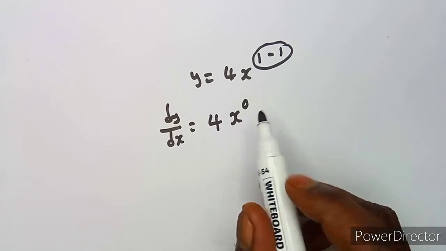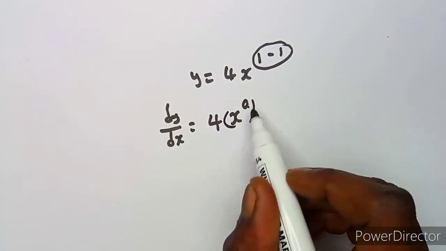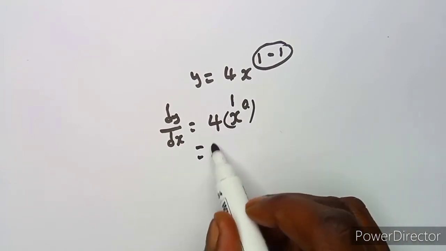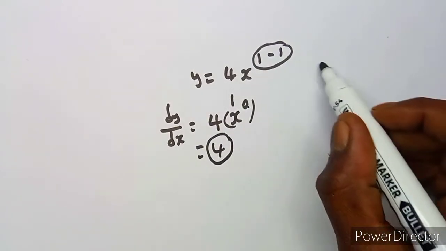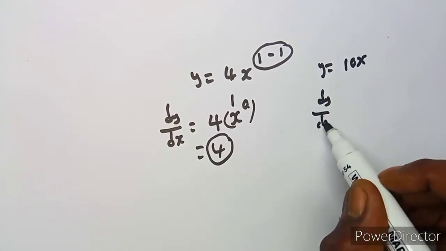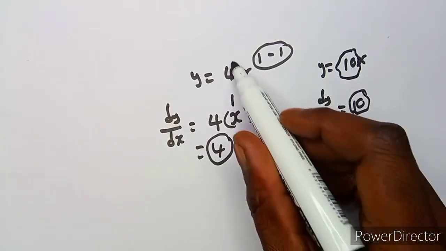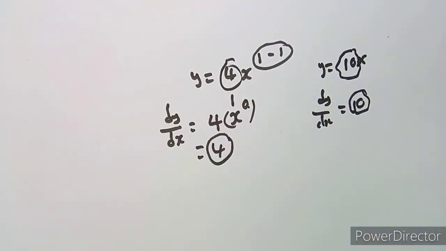And we know that any number to the exponent of 0 is 1. So x to the exponent of 0, that's 1. So this simply gives us 1. Then 1 times 4 is what? Is 4. If you do this, try 10x, you'll see that your dy/dx is going to be 10. So you see that there is something that is happening with this coefficient of x.